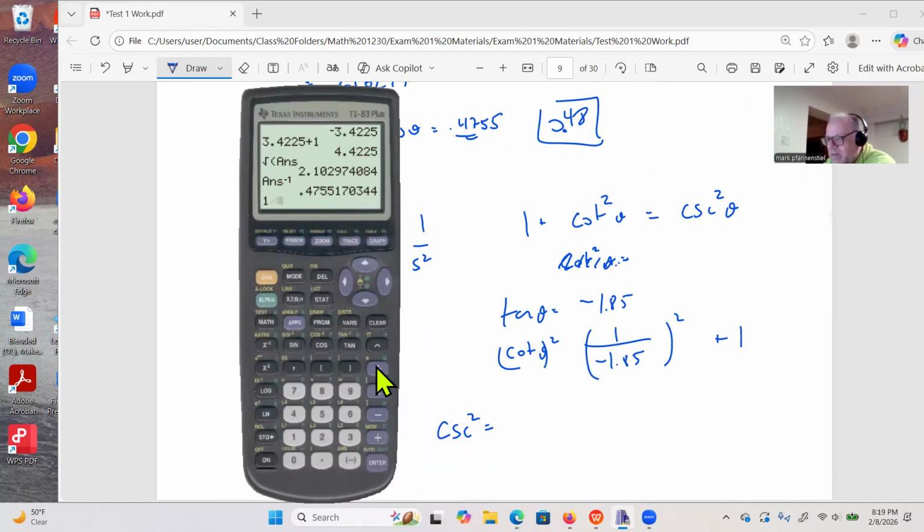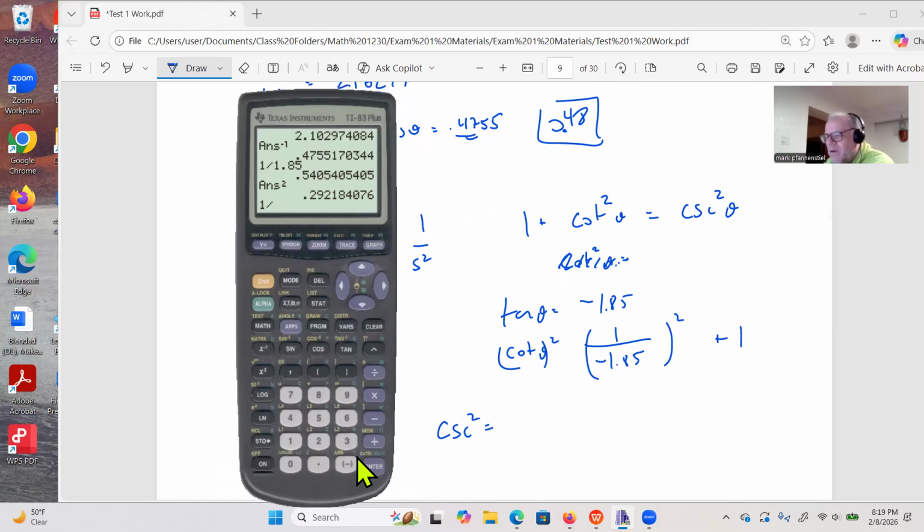So we have 1 divided by 1.85, equals. Let's go ahead and square that. All right. So that'll give us that value. So my cosecant squared is equal to, I didn't add 1 to this, did I? I did not. So let's go ahead and make sure that we've done that. So we have 1 divided by 1.85. Let's go ahead and square this. Boom. Let's go ahead and add 1 to it. Okay, and now we have the 1 plus that.